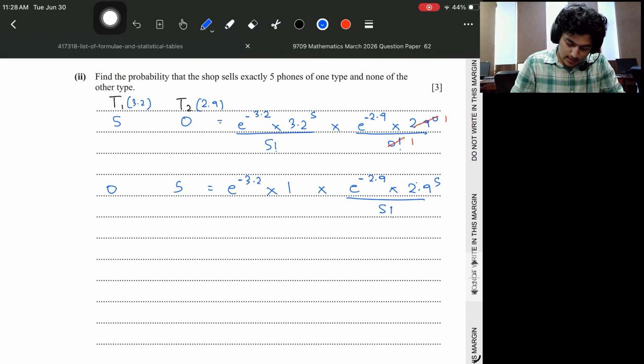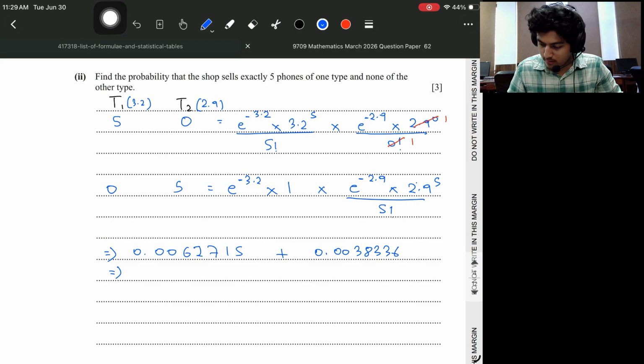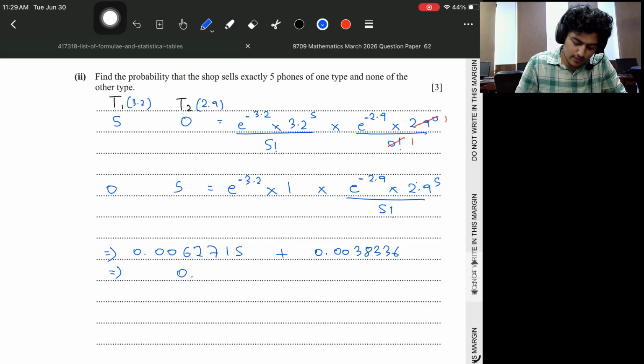Now, the answer for the first part we are getting is 0.0062715, and the answer for the second part is 0.0038336. If you add these together, and we make sure we're giving the final answer correct to three significant figures, the final answer comes out to 0.0101, and that is your final answer.